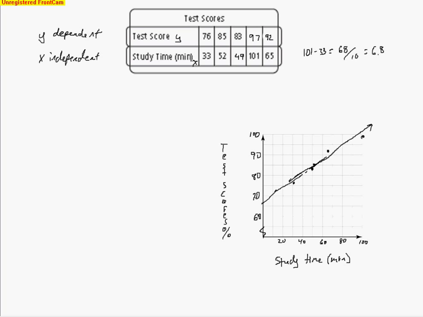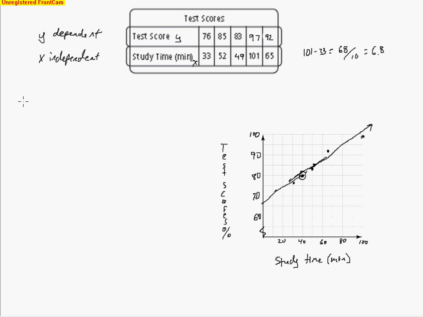And so now I'm going to use some techniques to be able to find out what this line is. And so what I need to do is I need to select some points to represent where this line ends up crossing. And so I'm just going to pick some values. So let's say at about 40 minutes, it's about pretty close to maybe like 79. So I'm just going to pick this point right here.